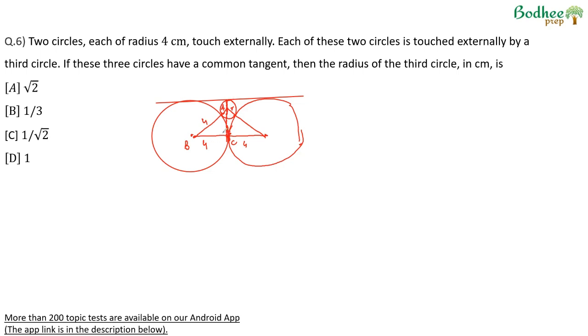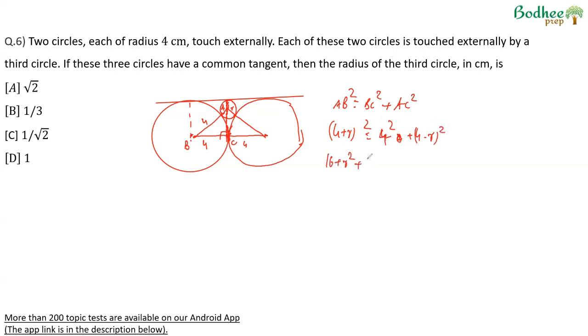Here we can say, since this will be 90 degrees, AB square is equal to BC square plus AC square. AB will be the sum of the radii of these two, so (4 plus R) whole square. BC is 4 square. AC is this line minus this R. This line will be the radius of the larger circle. Therefore, AC will be 4 minus R. We get an equation in R which we can solve to get the answer.